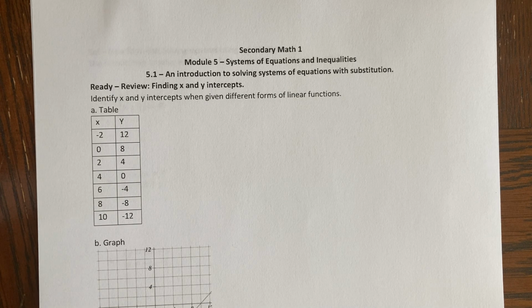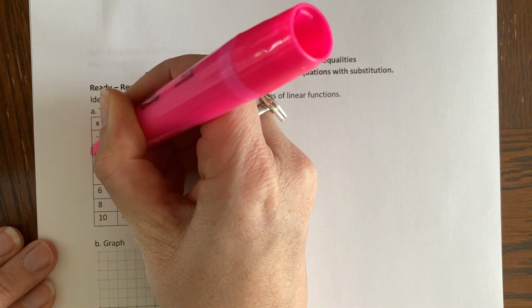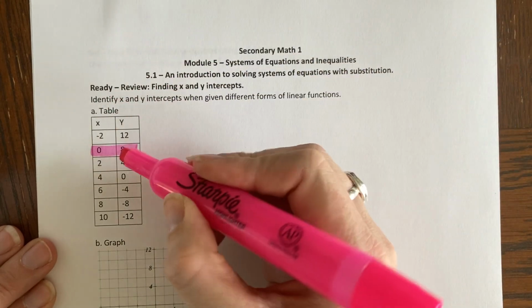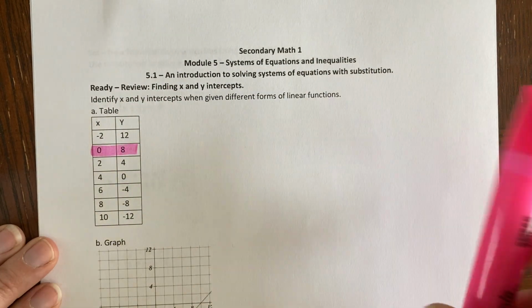For Module 5.1, we are going over how to solve systems of equations with substitution. The first section of your assignment will be a review on how to find x and y-intercepts. When you are given a table, when I look through, this would be my y-intercept because that gives me 0 for x and my y value would be 8.